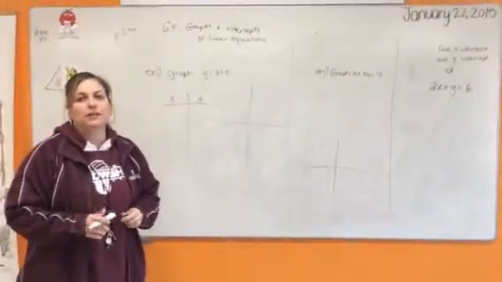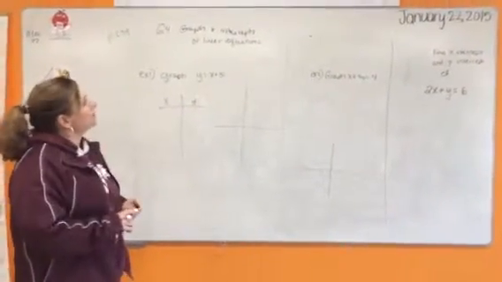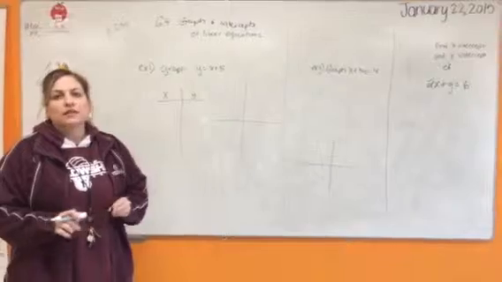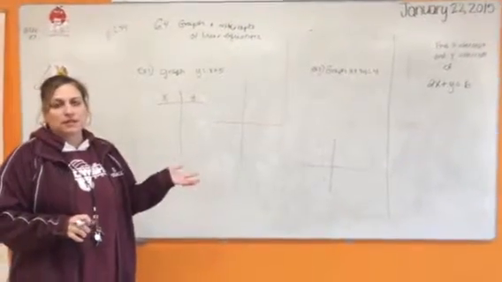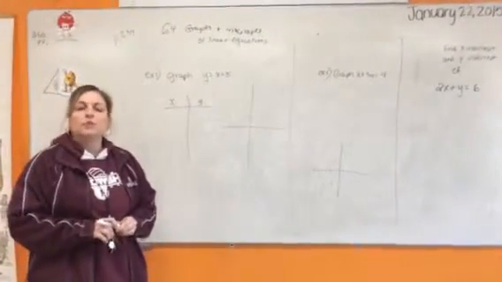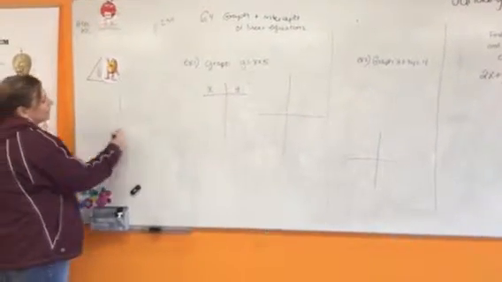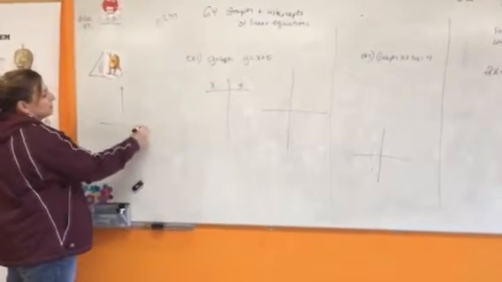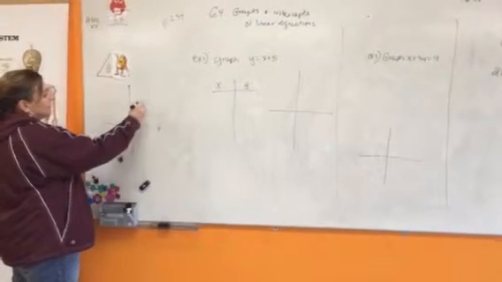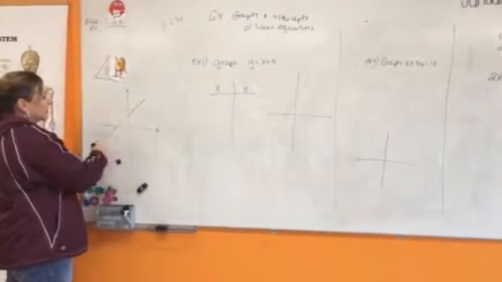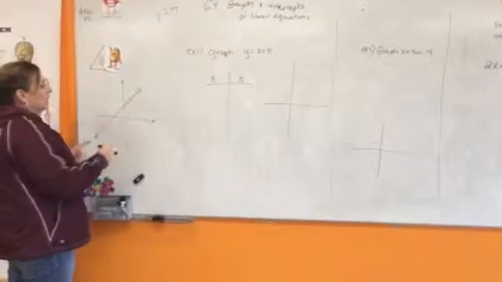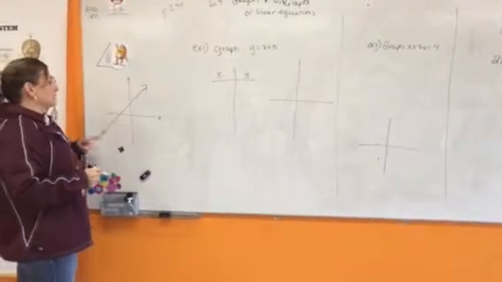Today we're going to be doing graphs and intercepts of linear equations. Yesterday was kind of the precursor to this. So what is a linear equation? If I drew a graph right here, this is the y-axis, this is the x-axis. If I drew a line like this, this line has an equation that represents the line.